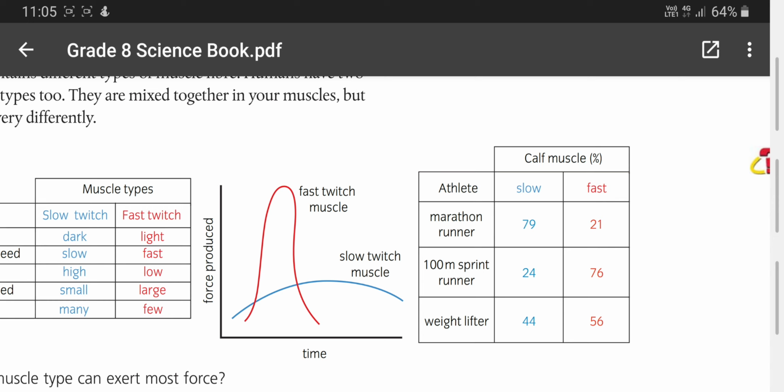from each category. A marathon runner uses more slow twitch muscles than fast. In 10 meters, the fast is used more to get a higher amount of force. And the weightlifter is the same.